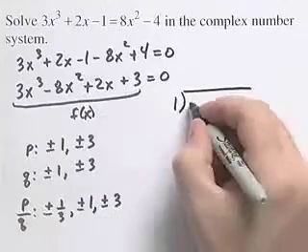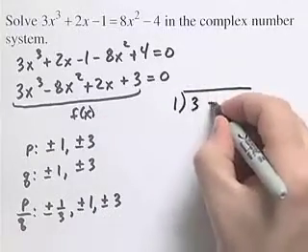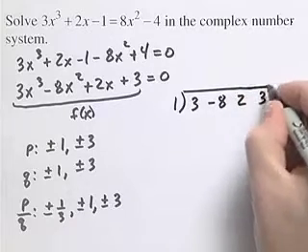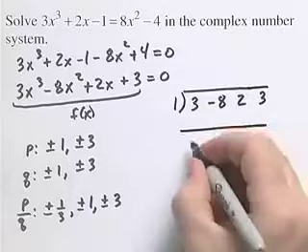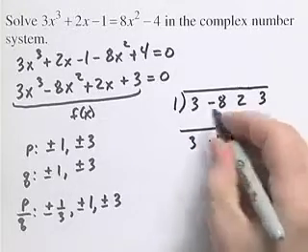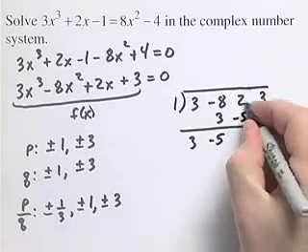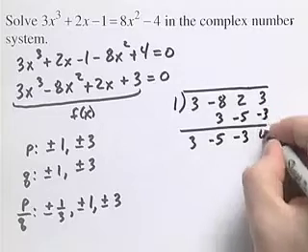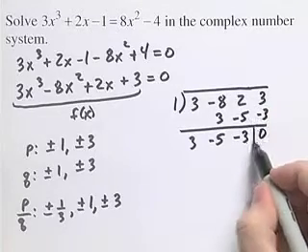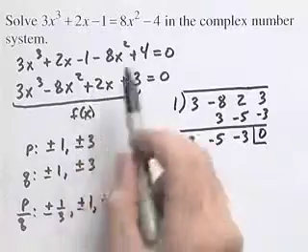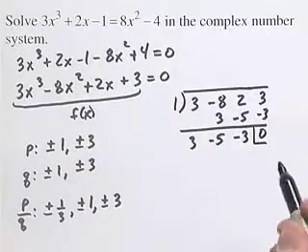We list our coefficients for f of x, 3, negative 8, 2, 3. Drop down the 3, multiply and add to get negative 5, multiply and add to get negative 3, we multiply and add to get 0. Now the remainder is 0, which tells us that 1 is a 0 of f of x, which means it's a solution to this equation.